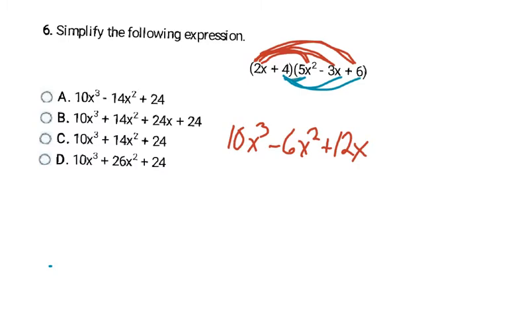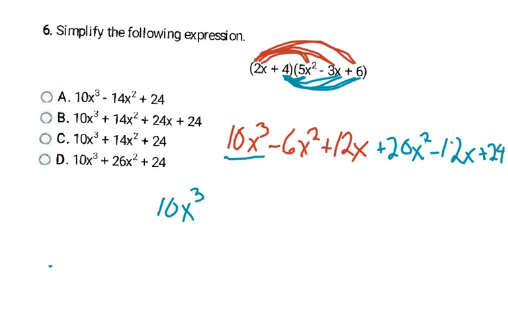And then I'm going to do 4 times 5x squared, which is plus 20x squared. And then 4 times the minus 3x is a minus 12x. And then 4 times 6 is a plus 24. And so that's the multiplication part. And now I'm going to look at combining like terms. So this is my only 10x cubed, so that just gets copied down.